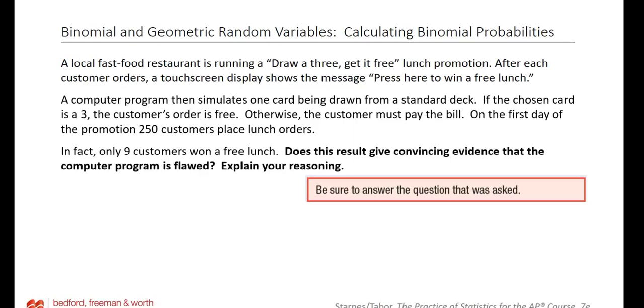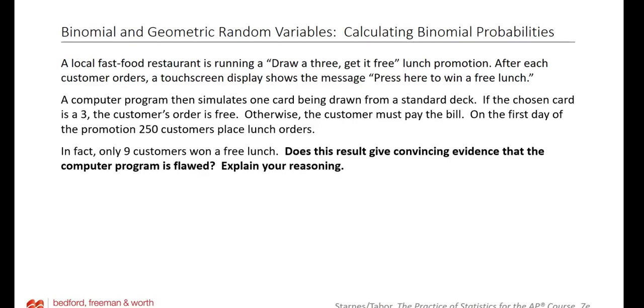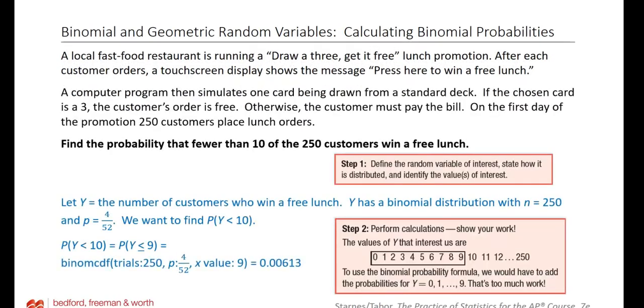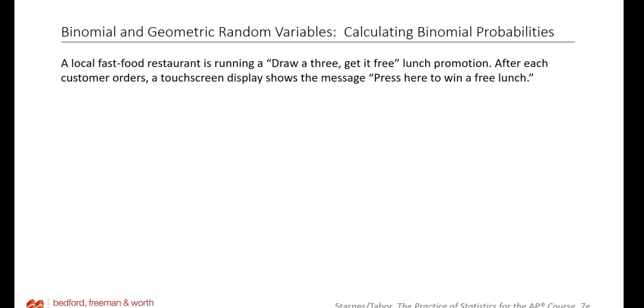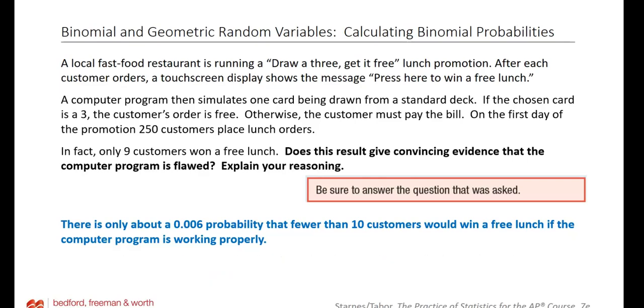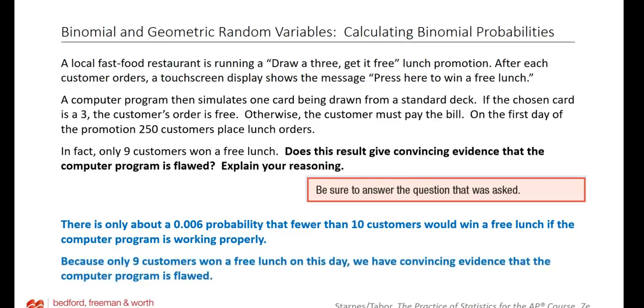Does this give convincing evidence that the computer program is flawed? Okay, so there's a 0.6% chance of that happening. Oh, 0.6 is pretty low. So what do they say? Because only 9 customers want a free lunch, we have convincing evidence the computer program is flawed.